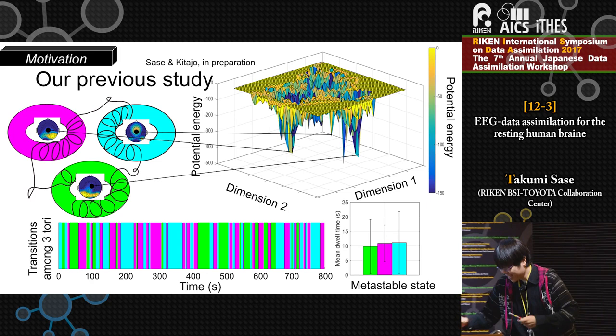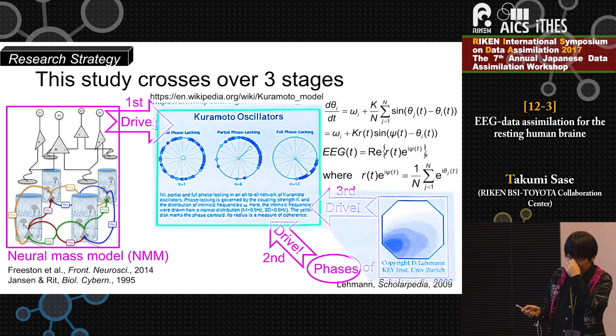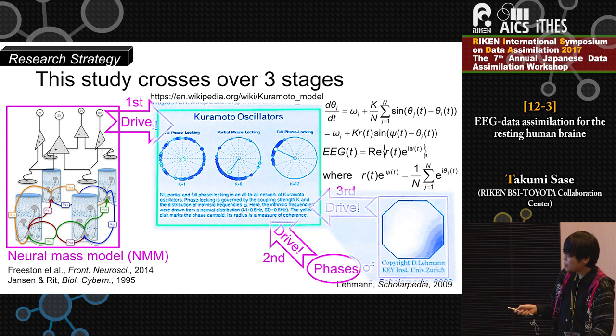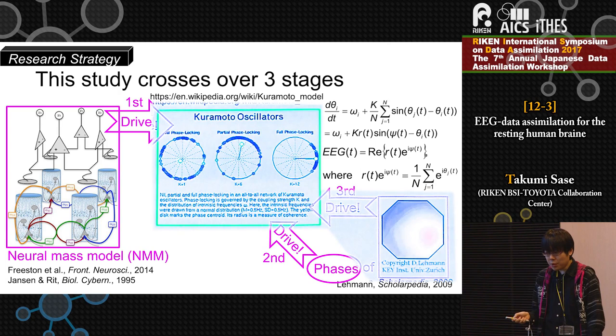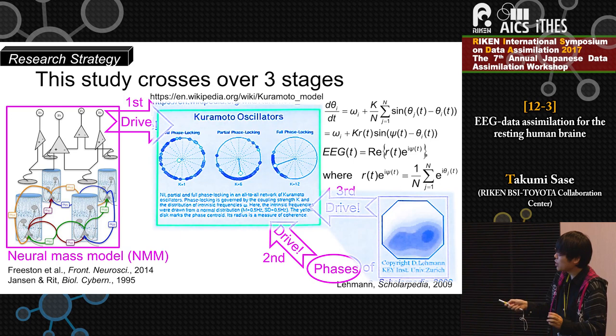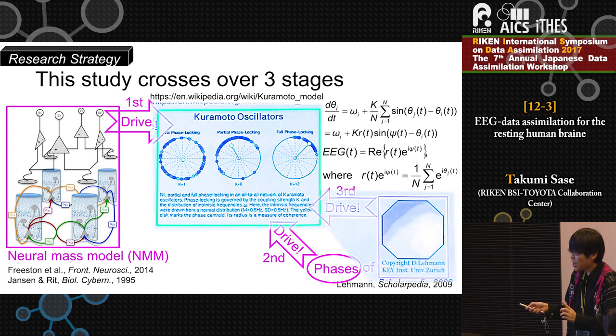This is my strategy. Because EEG dynamics is typically oscillation, in this presentation we simply use the so-called Kuramoto oscillators, represented by this simple equation. It is simple, but universal properties of oscillations are involved in this equation. So I chose this one. And this coupling strength K works as a parameter in this presentation. By data simulation we estimate the coupling K.